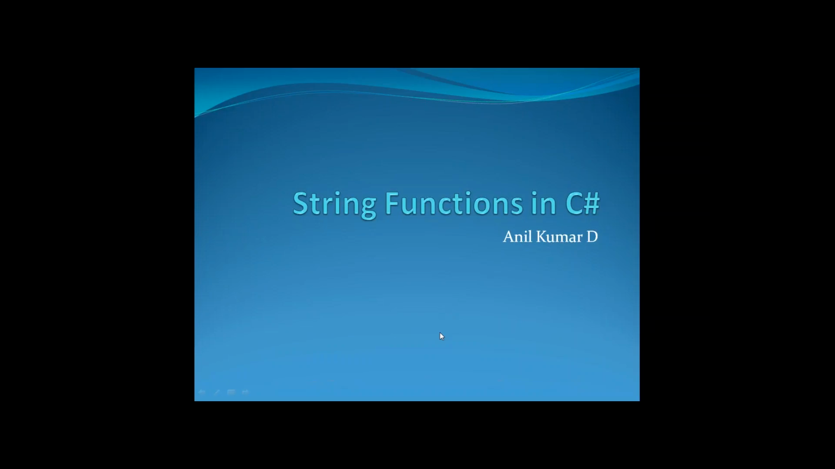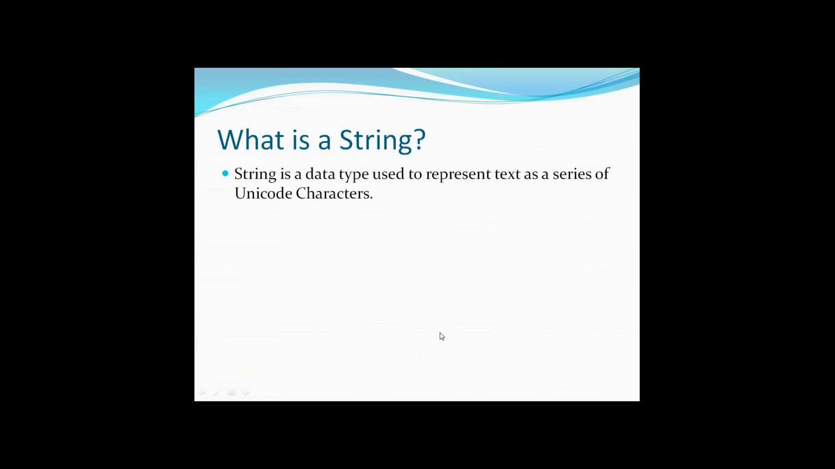Good. So let's start with understanding what is a string. String is a data type used to represent text as a series of Unicode characters. What is a character, by the way? Any understanding of what is a character? We discussed character when we were discussing our data types. A character is a single Unicode alphanumeric value, whether it is 1 or 2 or 3 or 4 or A or B or C or alpha or gamma or anything.